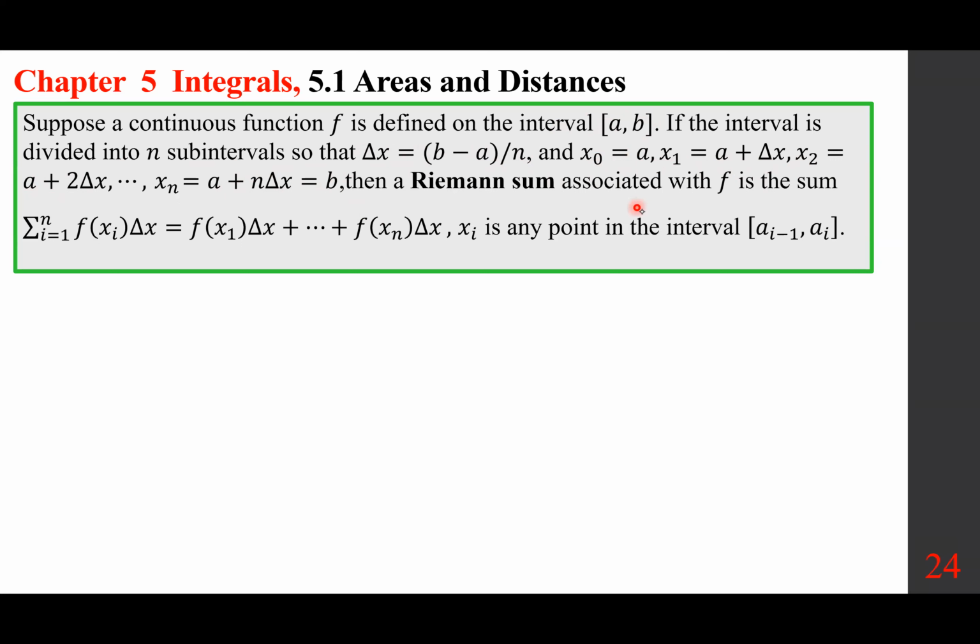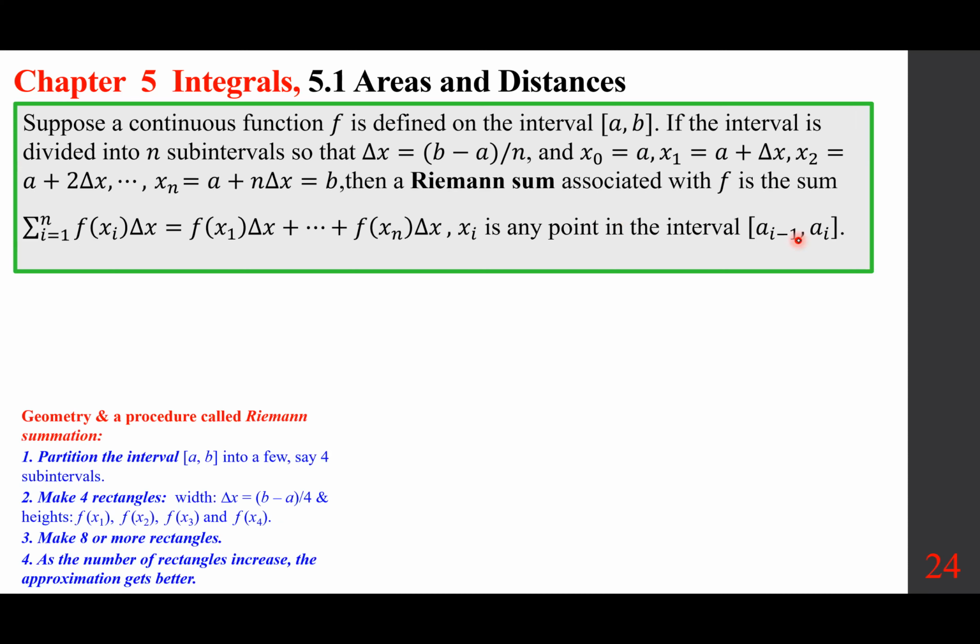Then a Riemann sum associated with f is the summation of i from 1 to n, f of x sub i delta x. For example, f of x sub 1 delta x all the way to f of x sub n delta x. X sub i is any point in between, can be the left end points, the right end points, or anywhere in between. I hope everybody remembers this concept. We are going to make some sense out of this. And so the concept is a geometry and a procedure called Riemann sum or summation.